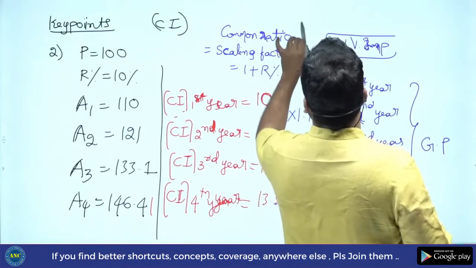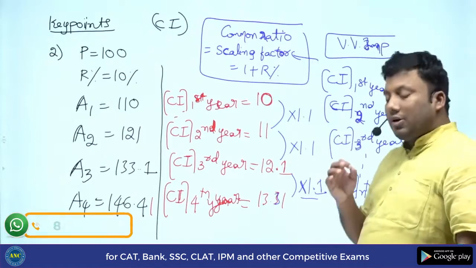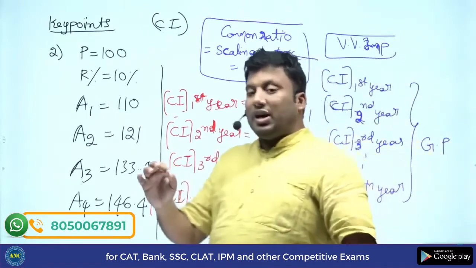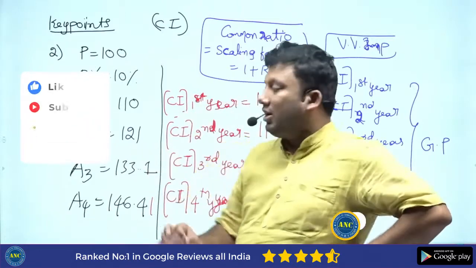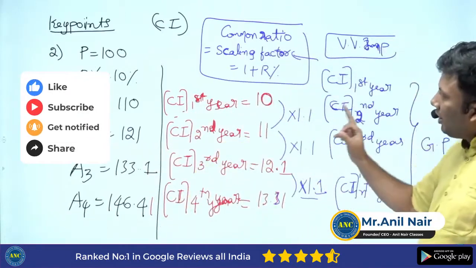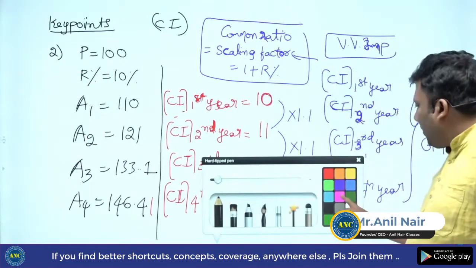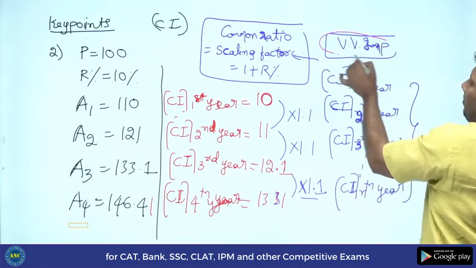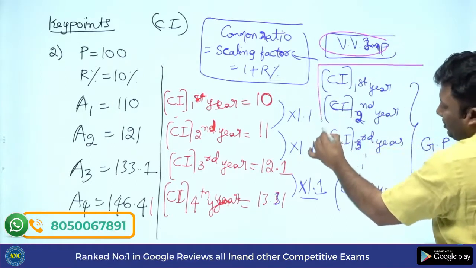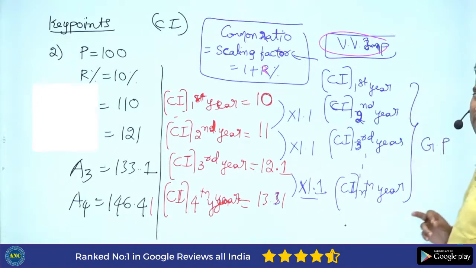Whether it is the amount at the end of a particular year or the compound interest for a particular year, the common ratio is always the same, and that is given by 1 plus R percent.